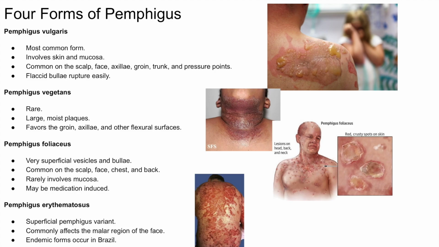Pemphigus foliaceus produces a much more superficial split, so intact blisters may be difficult to see. Patients instead develop crusted and scaly lesions on the face, scalp, chest, and back with little to no mucosal involvement. Pemphigus erythematosus is a localized superficial variant that often affects the malar region. For exam purposes, the major distinction is vulgaris with mucosal disease versus foliaceus with superficial skin disease.